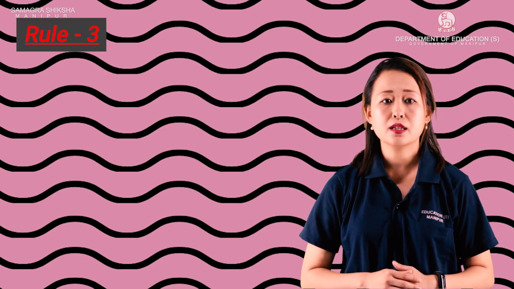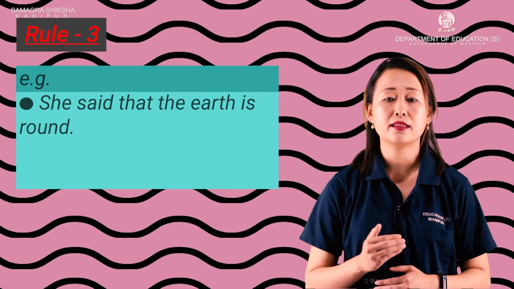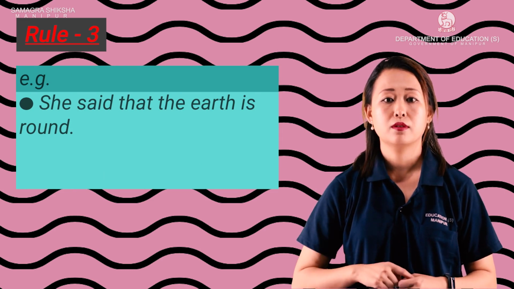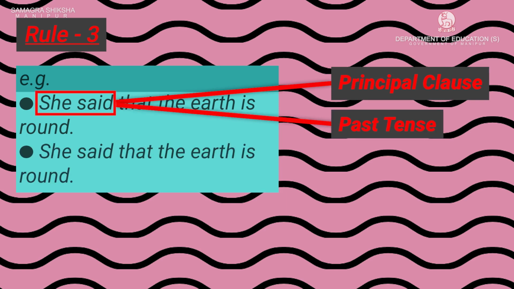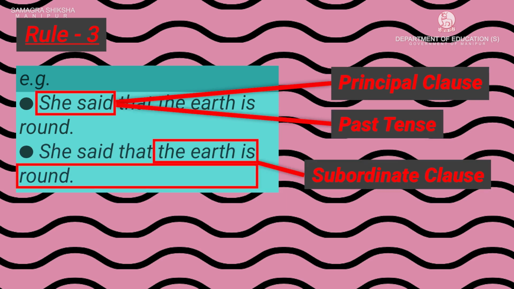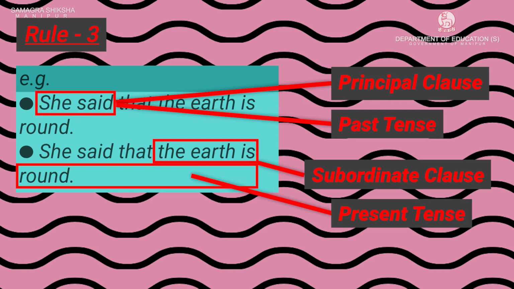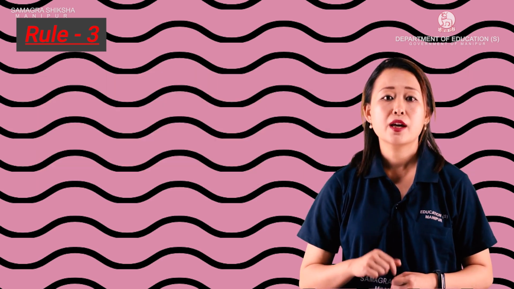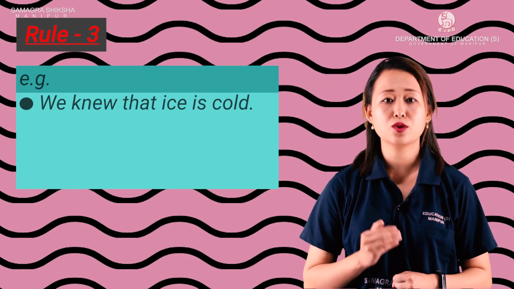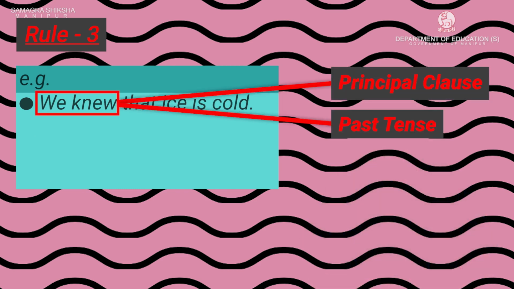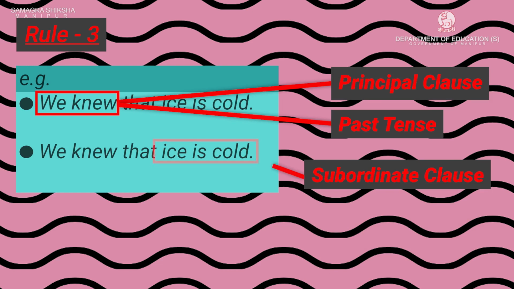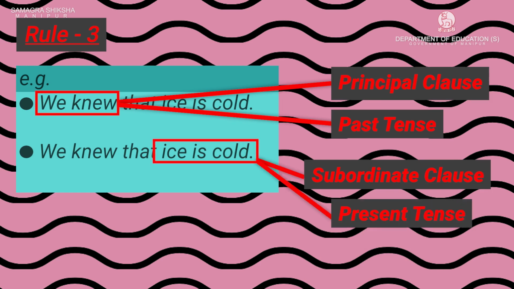First, the examples. She said that the earth is round. Principal clause, she said, is in past tense. Subordinate clause, the earth is round, is in present tense. Example number 2, we knew that ice is cold. Principal clause, we knew, is in past tense. Subordinate clause, ice is cold, is in present tense.